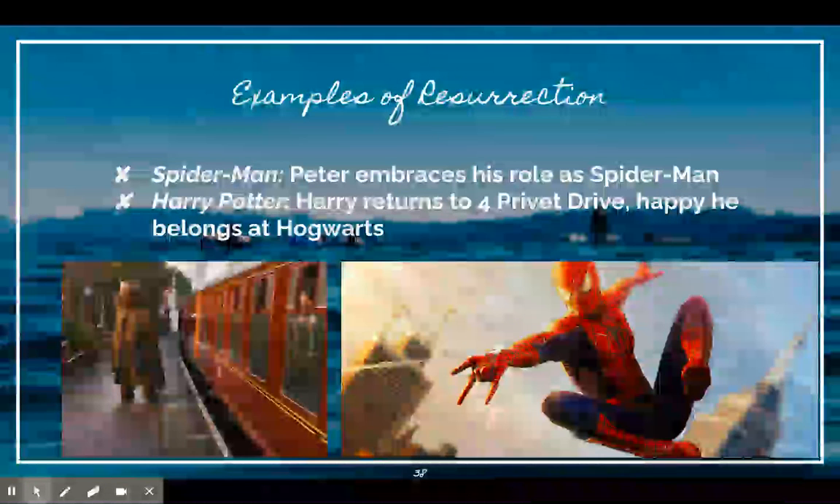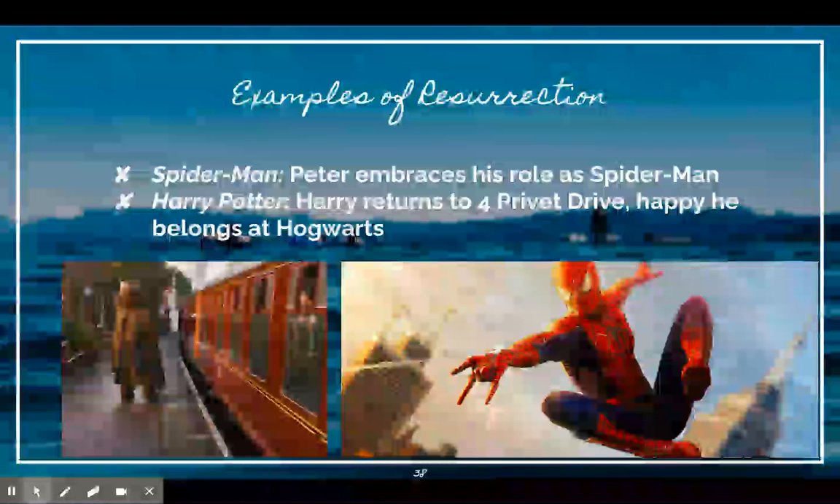So for Spider-Man, this is like Peter just basically embraces his role as Spider-Man. He's happy to protect the city. He finally feels comfortable with his role. So if you've seen the original Spider-Man movie, throughout the whole thing, he's very unsure of whether he wants to be a hero or not. And by the end of the movie, his elixir that he has gained is sort of like that self-confidence to know that this is what he's going to do and this is what he's meant to do.